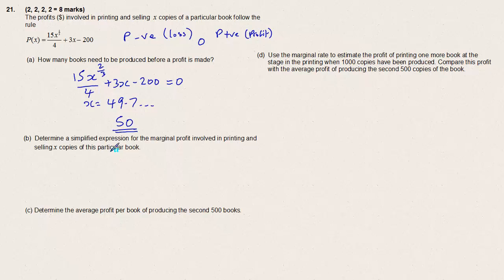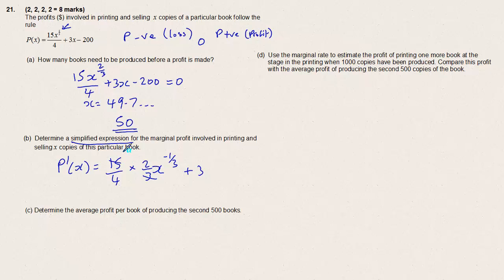Determine a simplified expression for the marginal profit involved in printing and selling x copies of this particular book. I really suggest that you do this manually, as sometimes the calculator gives really funny looking answers when you've got fractional indices. So we want P dashed of x, so that's going to be 15 over 4 times 2/3 x to the negative 1/3 plus 3.